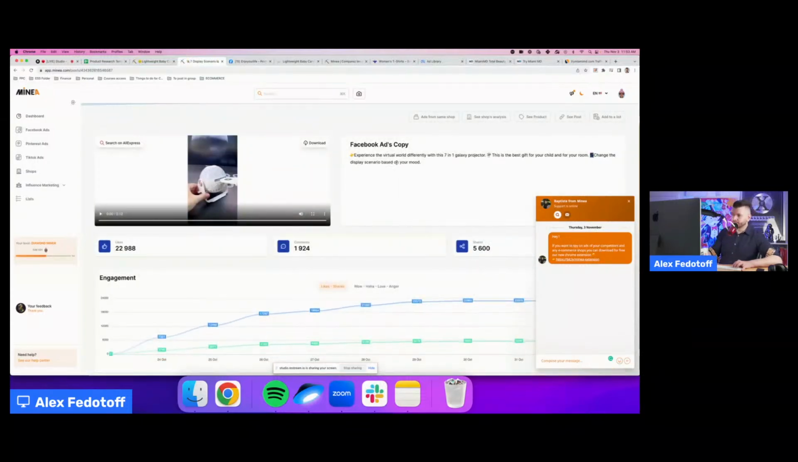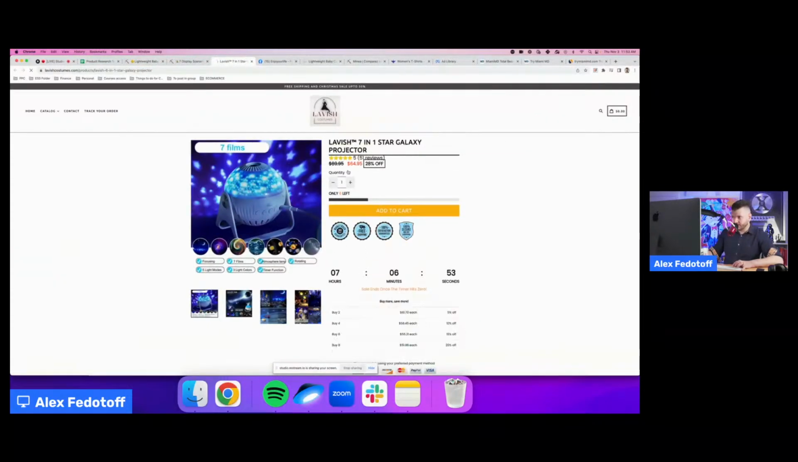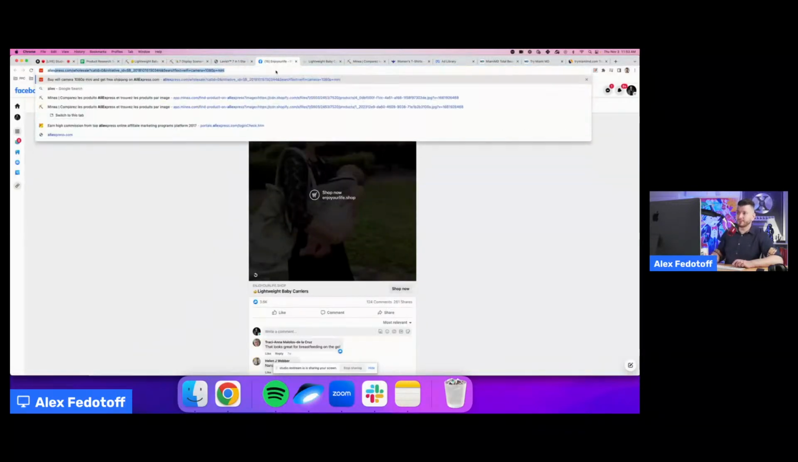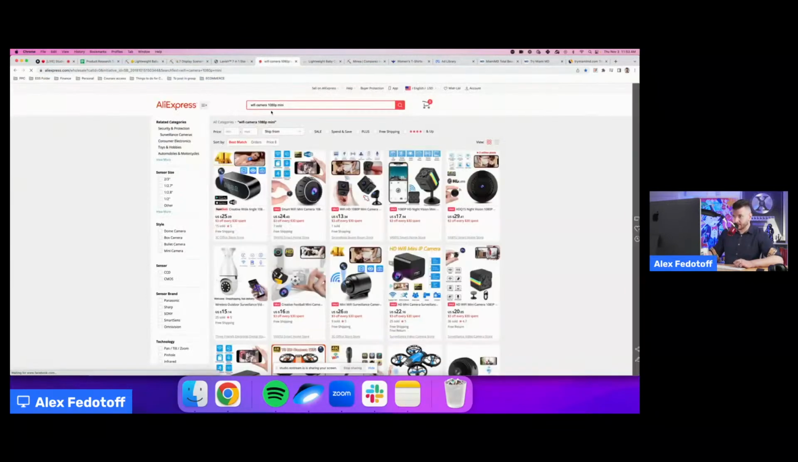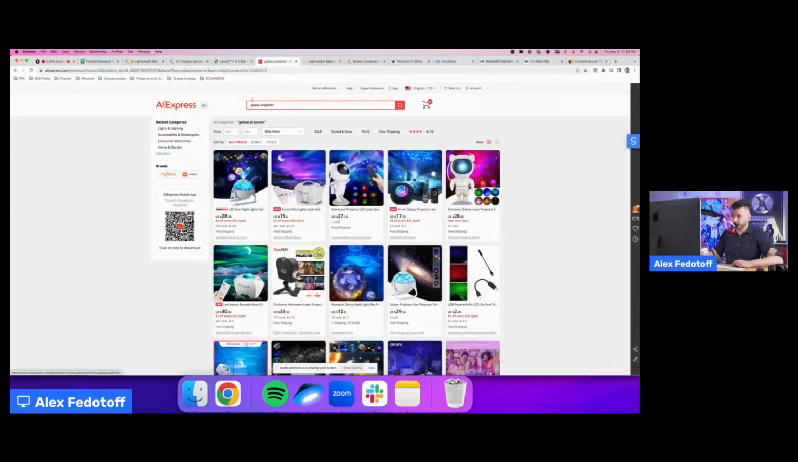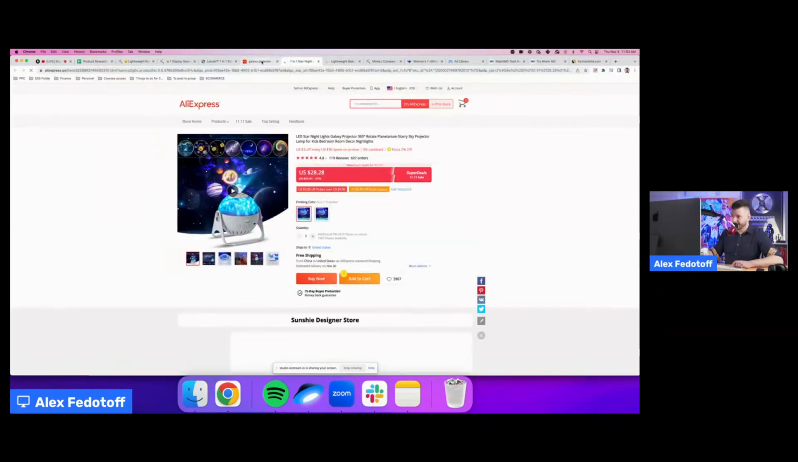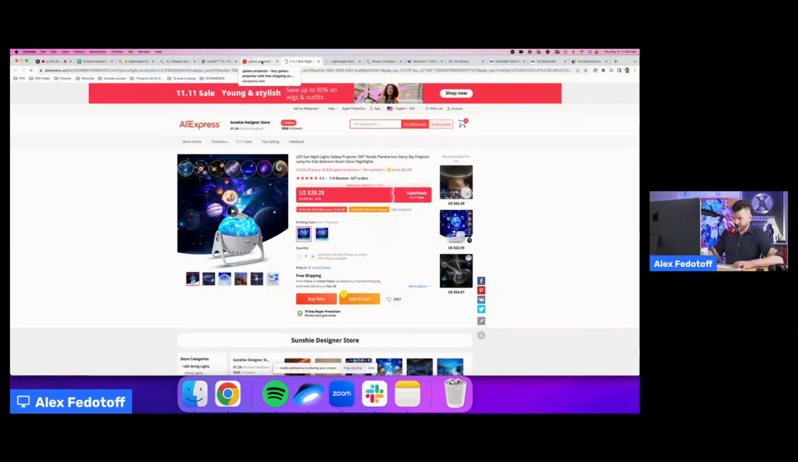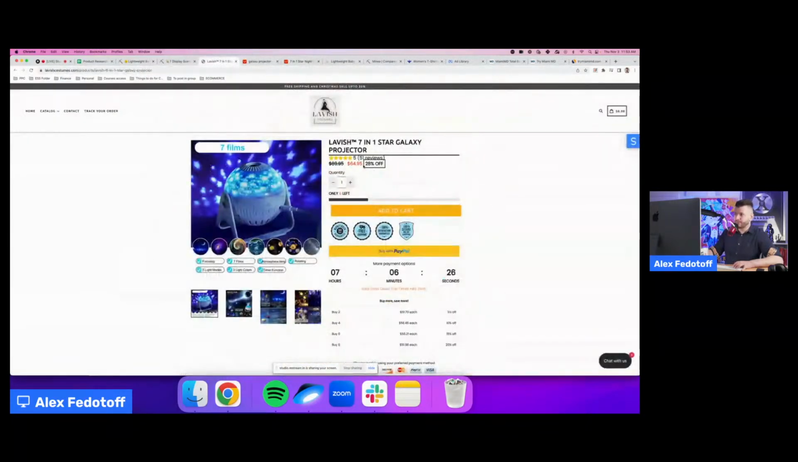Now, this one is very cool. Let me see here. What's the price point? Okay, $64. Now we're talking. Galaxy projector. Very cool. All right, so let me see AliExpress. Galaxy projector. How much is this product here? Oh, $28. $28, and they are selling this product for 64.